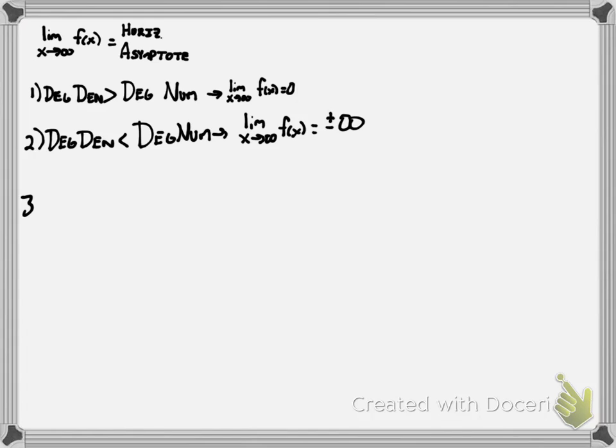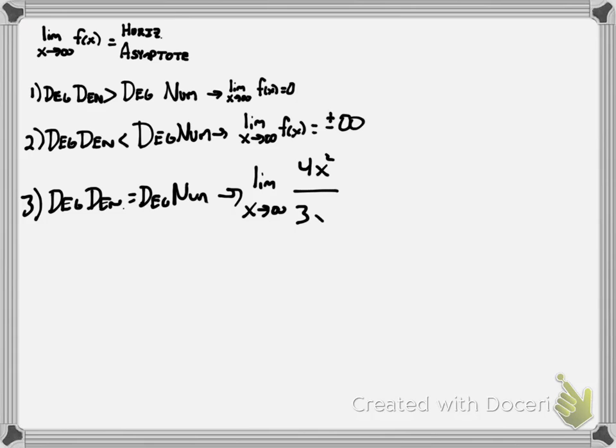And then the third option is that the degrees are the same. The degree of the denominator equals the degree of the numerator. In that case, it's just the ratio of the leading coefficients. So for example, if we were considering the limit as x approaches infinity of 4x squared over 3x squared, they both are degree 2, so the limit is the ratio of the coefficients. In this case, it's 4/3.